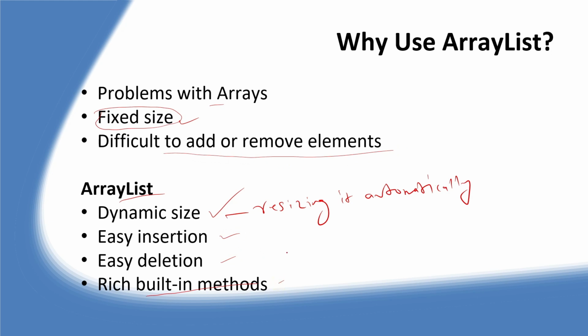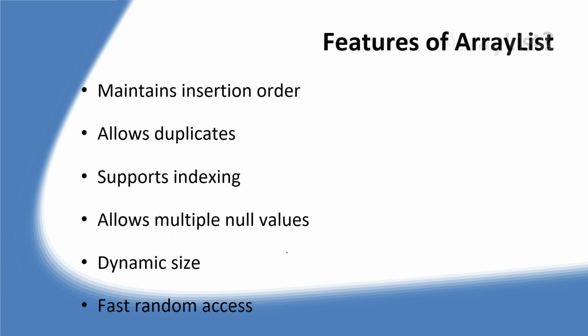Let's see some features of ArrayList. So it preserves the insertion order. What does that mean? It means the elements' insertion order will be remembered. If we are inserting in a particular order, in that order the elements will get retrieved. And it allows duplicate and null values.